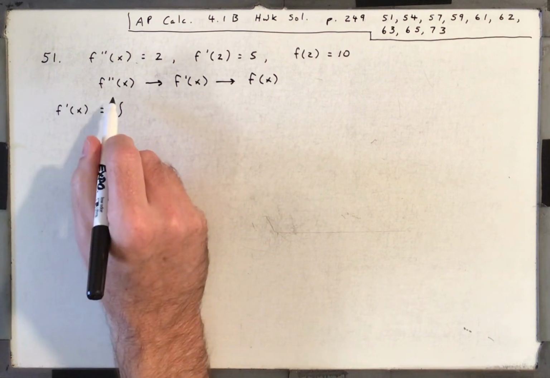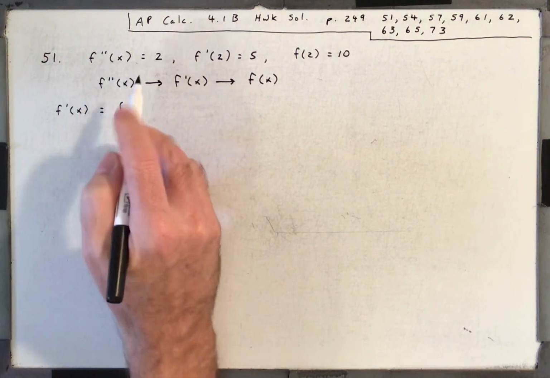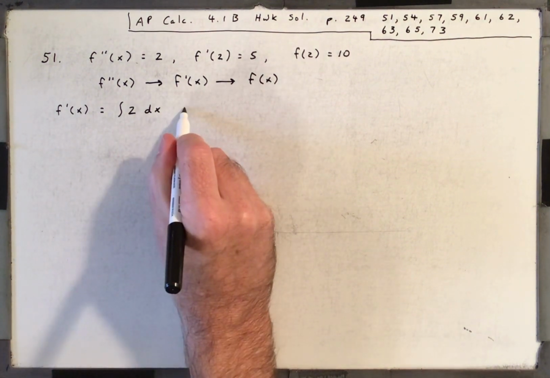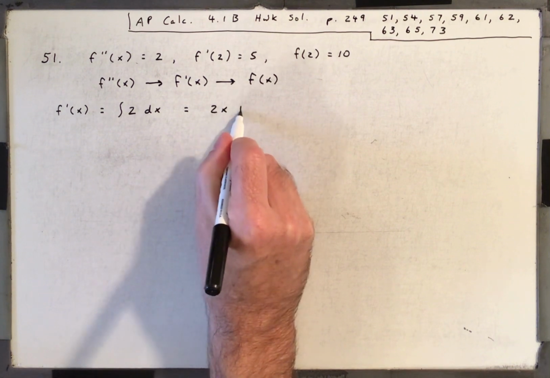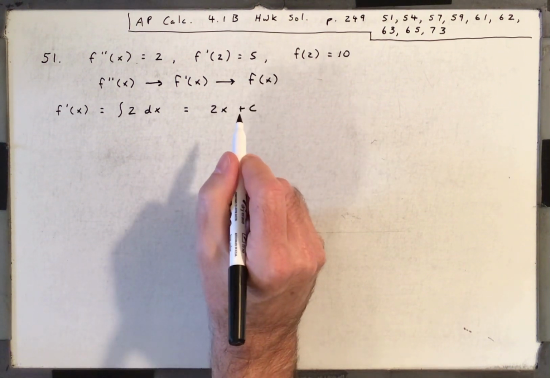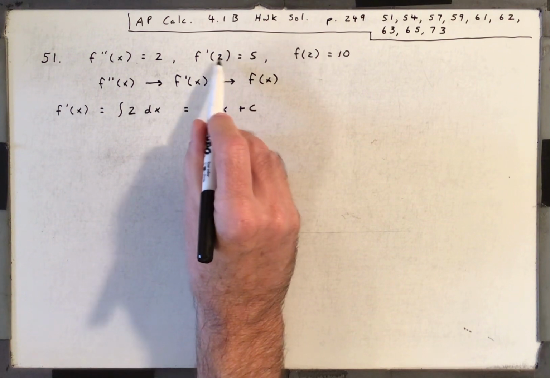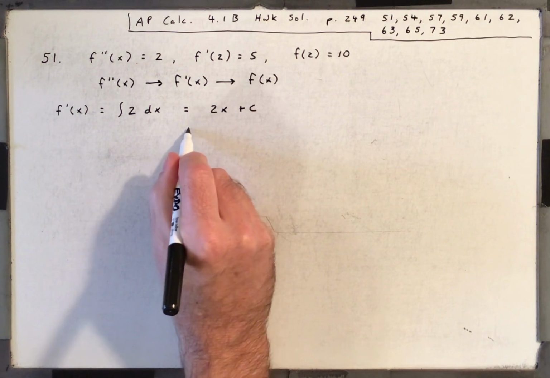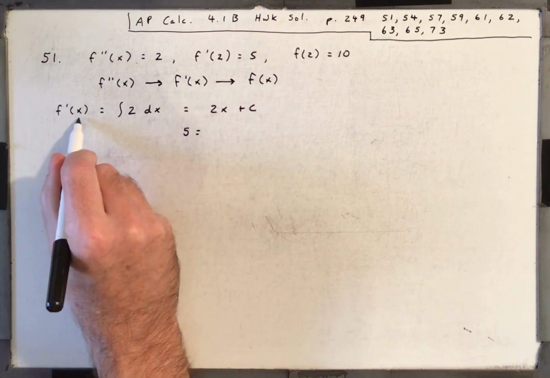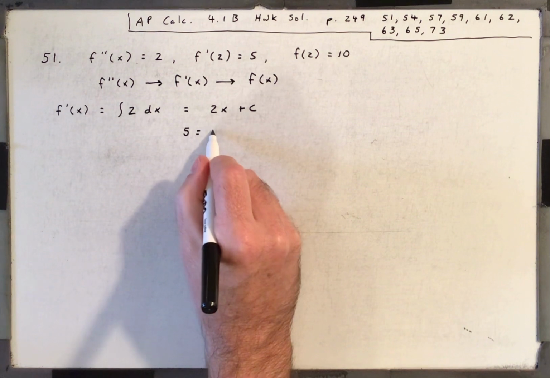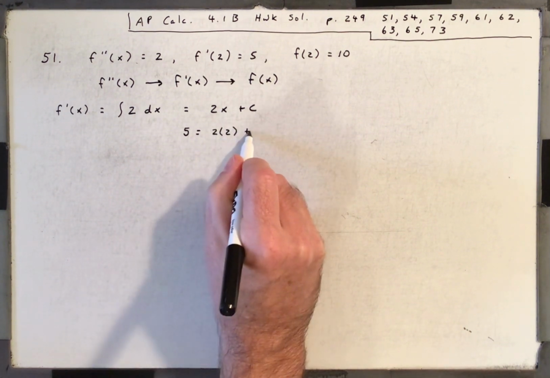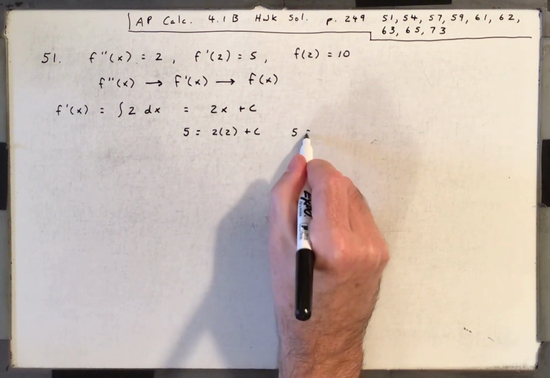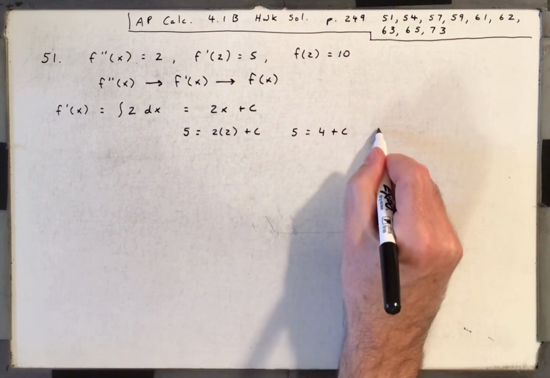We're going to integrate f double prime of x, which is just 2. Okay, so that is 2x plus c. Now we know that f prime of 2 is equal to 5. So 5 is equal to 2 times 2 plus c. So 5 is equal to 4 plus c, so c is equal to 1.